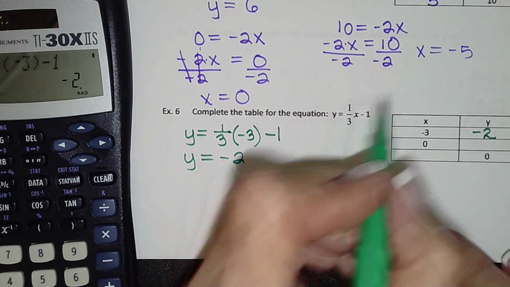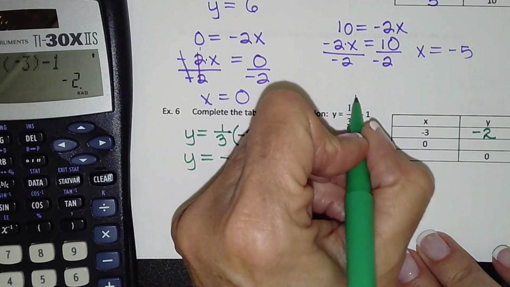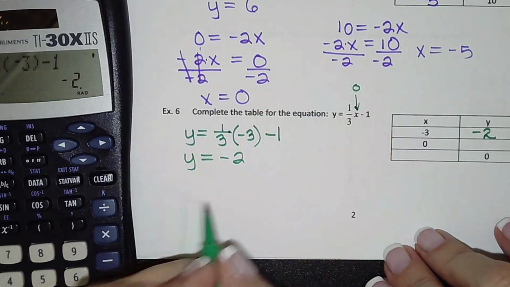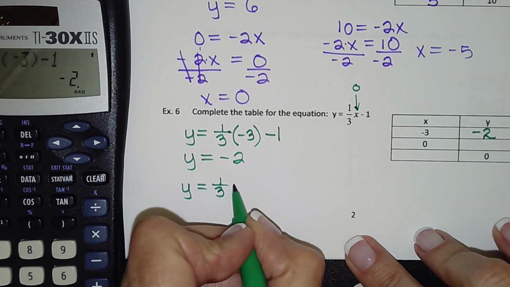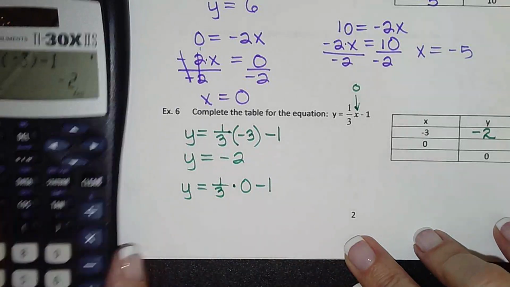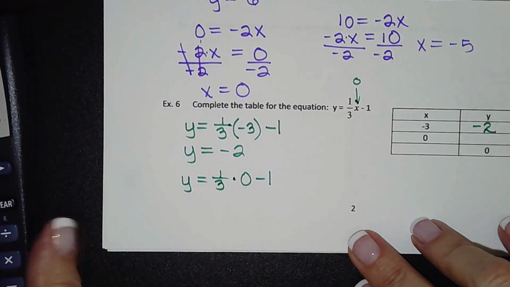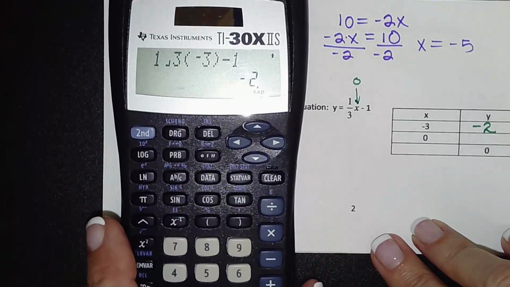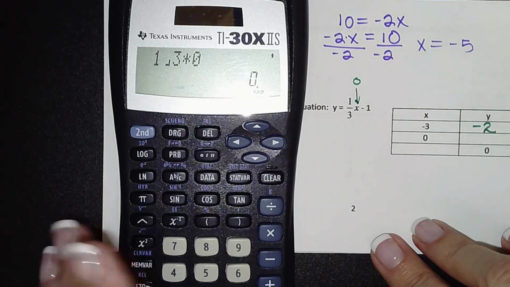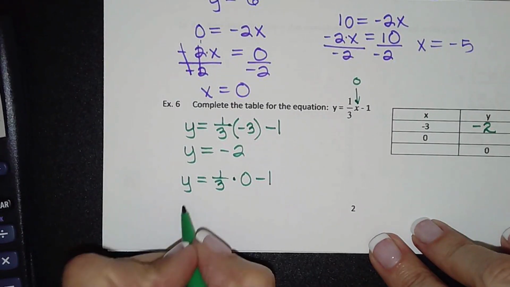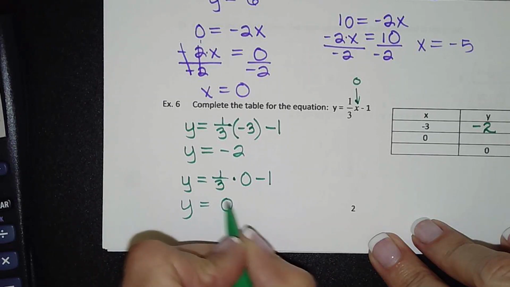Next one, we have x is 0. So that's going to be an easy one. 1/3 times 0 minus 1. Anything times 0 is 0, and if you're not sure, don't guess, especially when you're on a test. 1/3 times 0, a calculator will tell you that's 0. So y equals 0 minus 1.